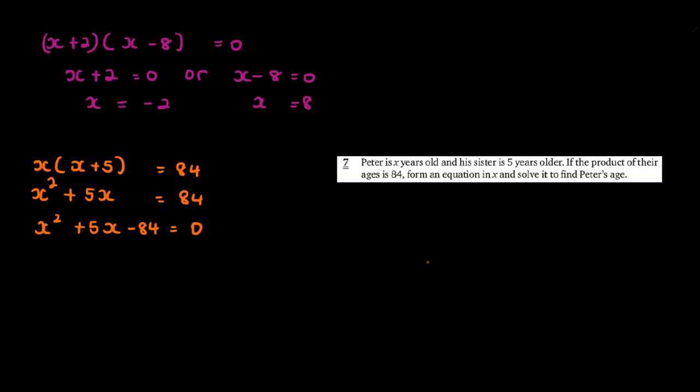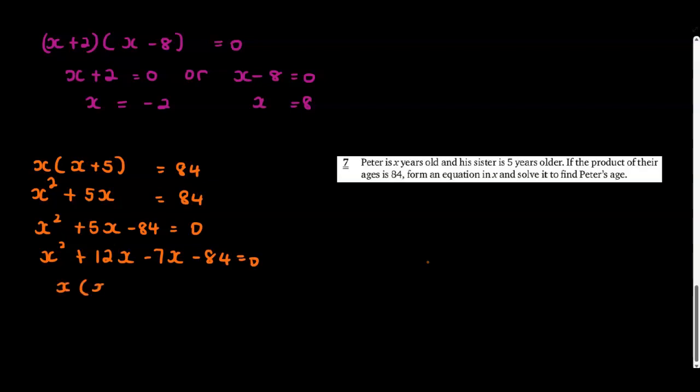So the factors of 84 that will give you 5 will be 12 and 7. So you're going to get X squared plus 12X minus 7X minus 84 is equal to 0. So X into X plus 12, and this is X plus 12, and this would be just negative 7. So you're going to get X minus 7 into X plus 12 is equal to 0.